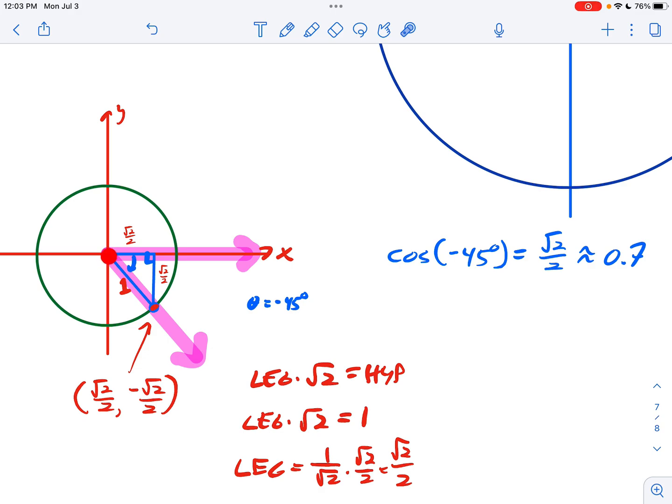Cosine measures how much does the terminal side point to the right. Points to the right somewhat substantially. How much does the terminal side point up?